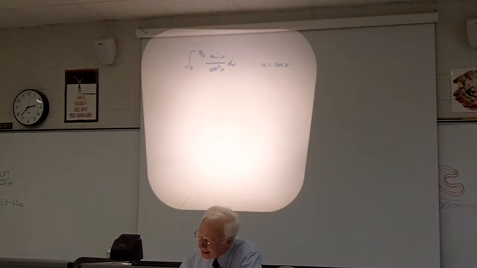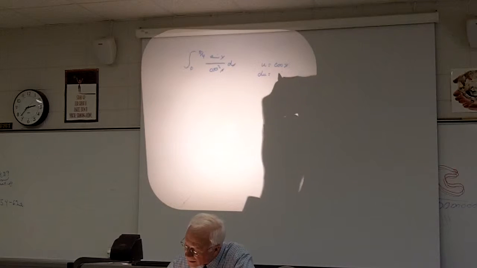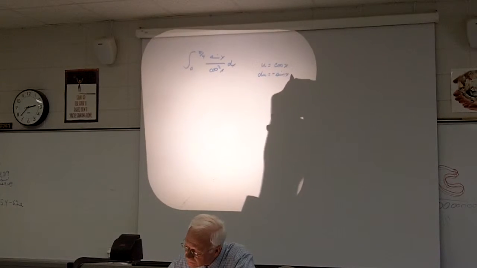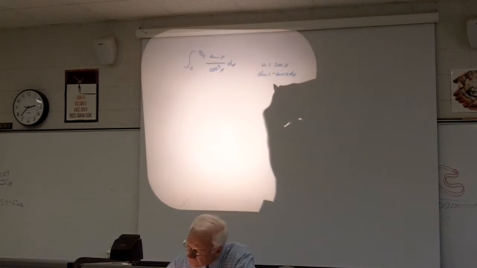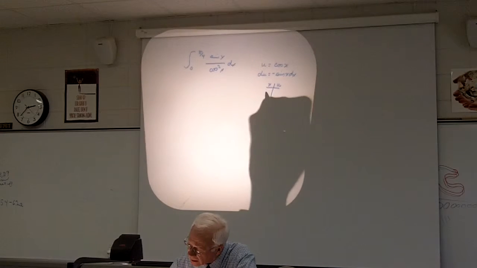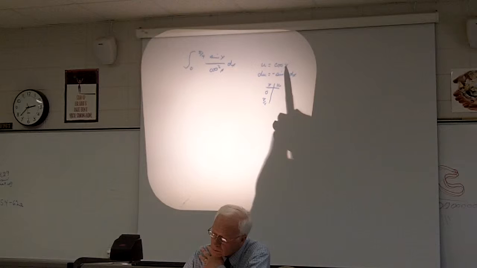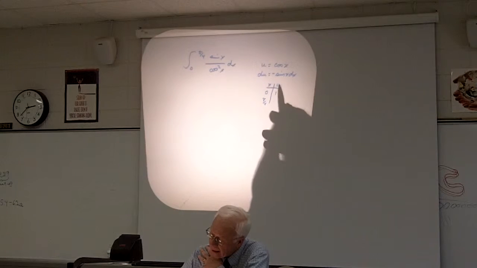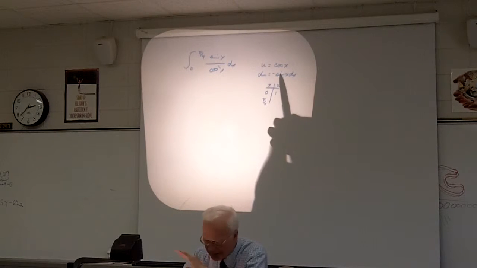You like it? Okay, good. Now I'm going to take the derivative of this, and that's going to be du equals what? Okay, got it? Now, I'll do a few more things while I'm at it. Here's x, here's u. This is going to be from 0 to pi over 4. When x is 0, what is u? 1.